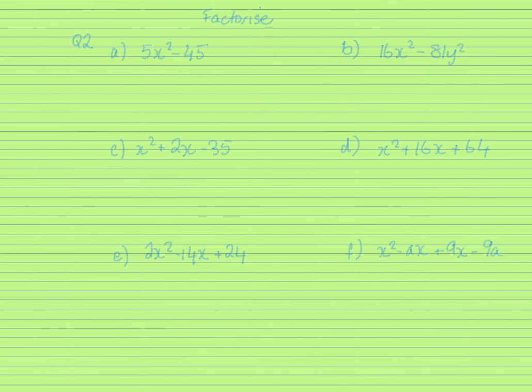Okay, question 2. We've been asked to factorise. So with my first one, I've got two terms, but before I start looking at that, I'm going to see that both terms can be divided by 5. So I'm going to take 5 out of the bracket, and I'm going to end up with x squared minus 9.